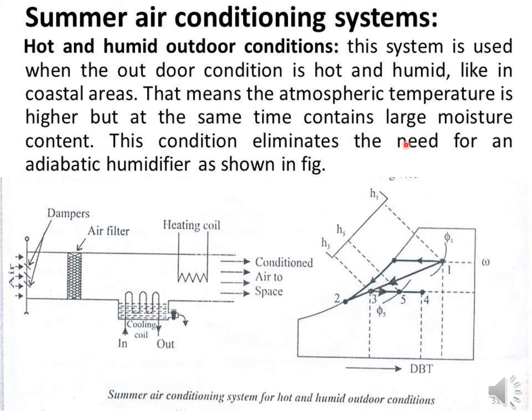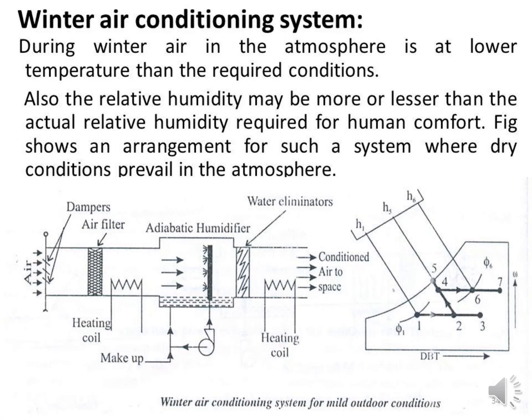So this, we'll just read this. This system is used in outdoor conditions that are hot and humid, like coastal areas. I said Goa, in Goa. That means the atmospheric temperature is higher, but at the same time contains large moisture content. This condition eliminates the need for an adiabatic humidifier as shown in the figure. Next, one more, we'll go for winter. We have seen two cases. For winter now, winter air conditioning, what do we actually require?